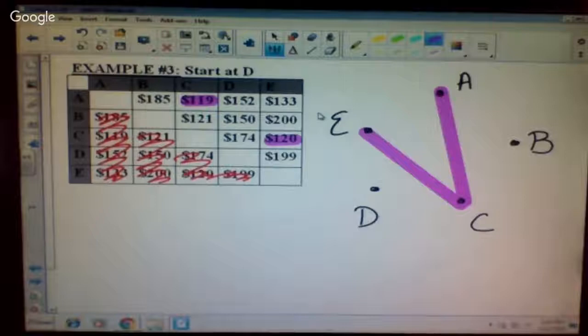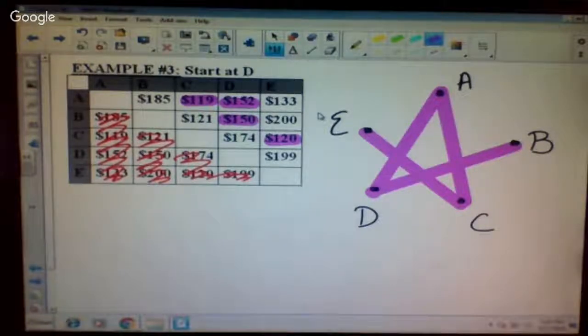I already have 2 lines that come out of C. We also have to skip 133 because A to E closes a circuit. I don't want to do that. 150. So 150, D to B. You can't connect it yet. You only have to have 2 open ones. So you go 152, A to D. Okay, 152 connects A to D. And then now you have 2. We made a star. So E to B. Don't forget to go back and highlight your E to B.